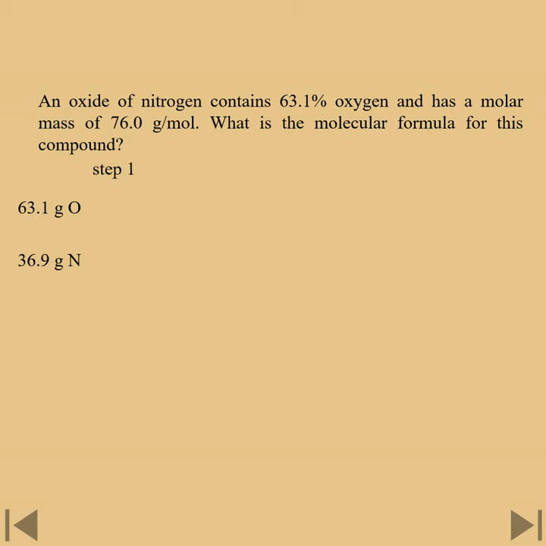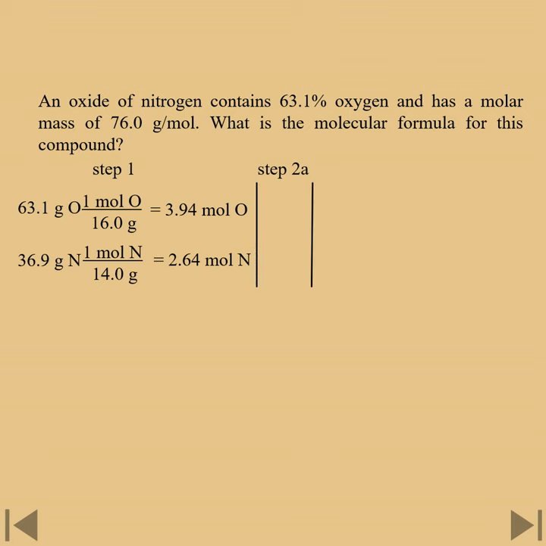Step 1, still step 1, convert these masses into moles using the molar mass of each. So again, step 1, using the molar mass, convert grams of oxygen to moles of oxygen, and grams of nitrogen to moles of nitrogen. I told you going back and forth between grams and moles is our most common calculation in all chemistry. And our normal step 2a, divide each by the smaller number.